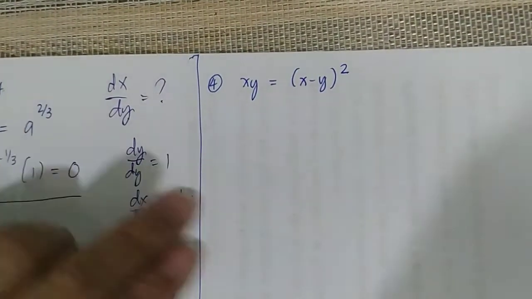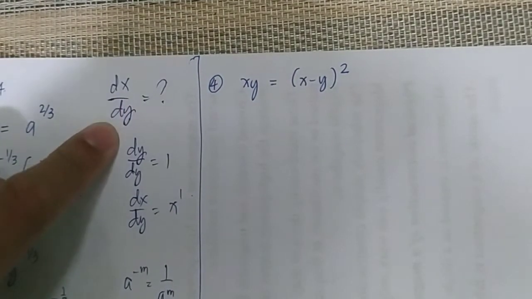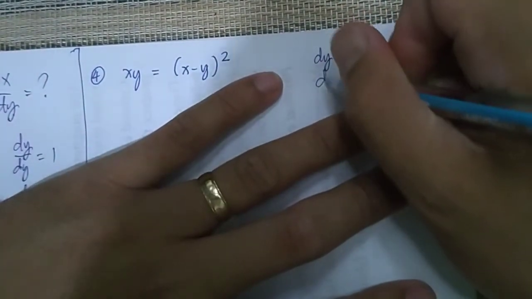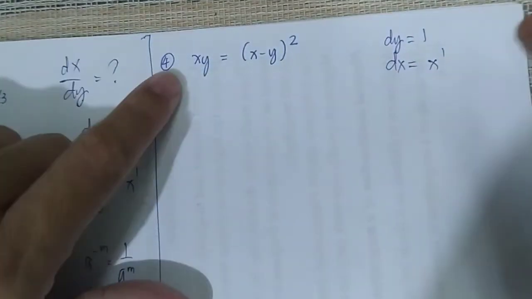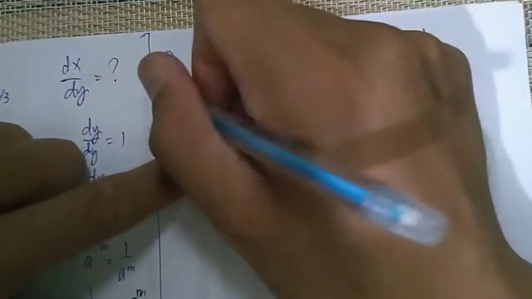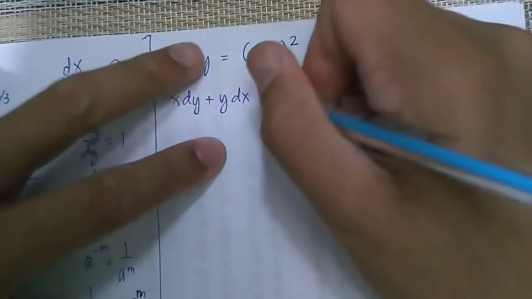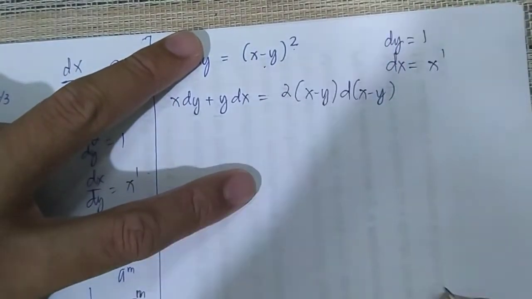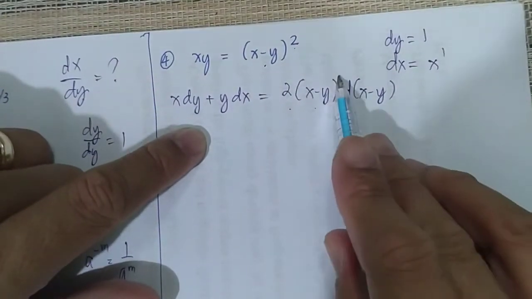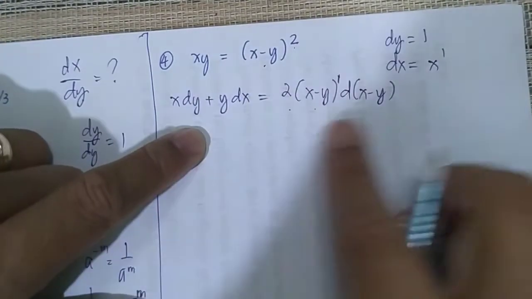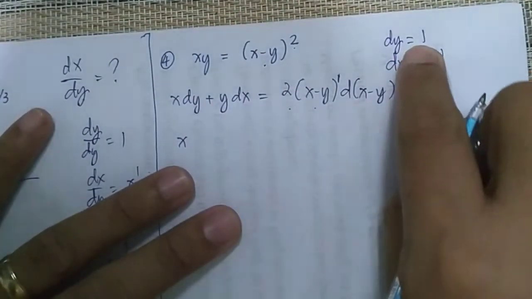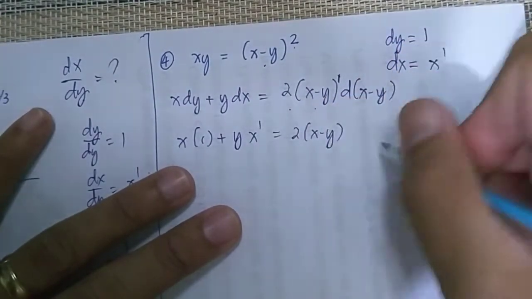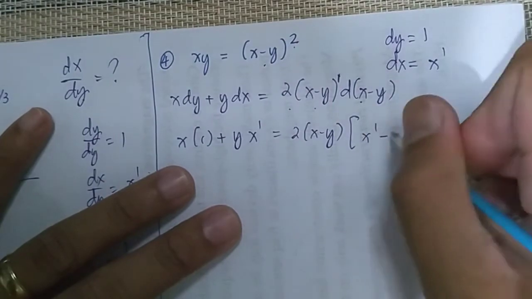So, we have xy is equal to x minus y raised to the second power. Again, we are looking for dx dy, so our independent variable is y. If the independent variable is y, the derivative of y is 1, and the derivative of x is x prime. So, we have the derivative of a product xy: x times the derivative of y plus y times the derivative of x is equal to, by the general power formula u to the n, 2 times x minus y times the derivative of x minus y. So n u to the n minus 1, that's 2 minus 1 is 1, times the derivative of x minus y. The derivative of x is x prime, and the derivative of y is 1. So, x times 1 plus y times x prime equals 2 times the quantity x minus y times the quantity x prime minus 1.